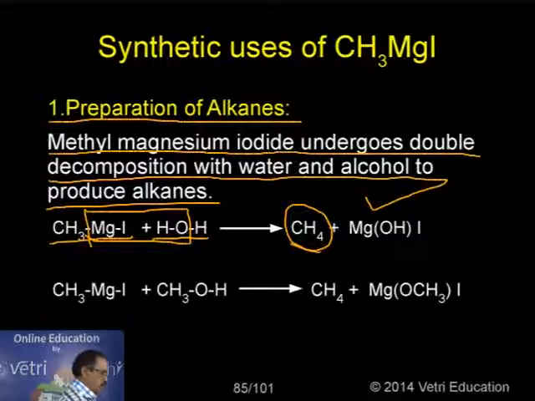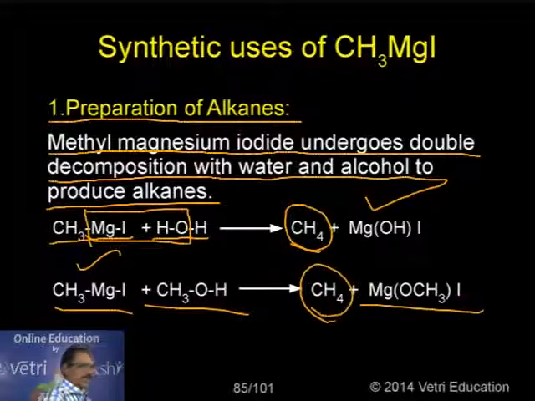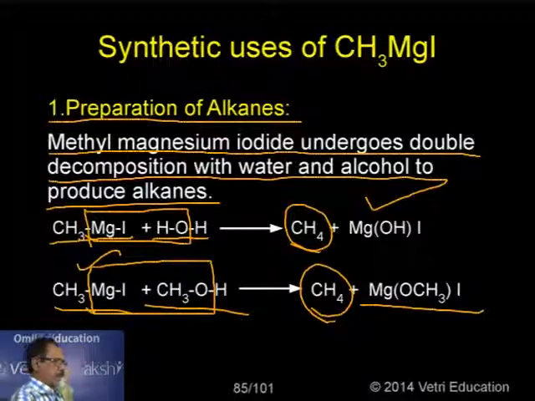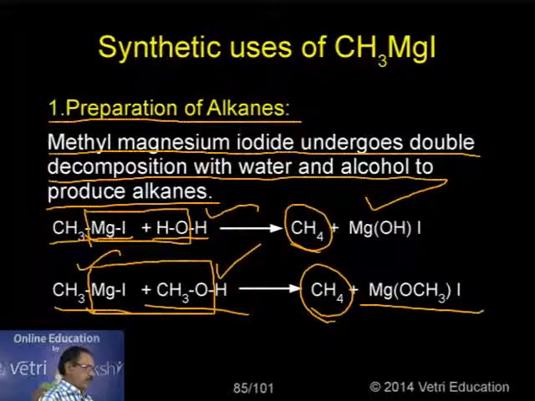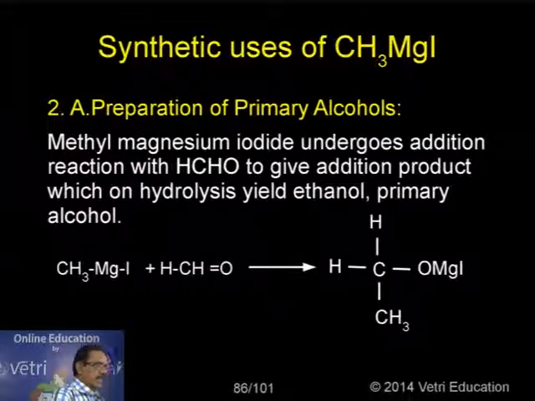Now the same way, methyl magnesium iodide is treated with methanol. So we are getting methane and MgOCH3I. Again we are getting methane. So by using water or any alcohol, we can prepare the corresponding alkane. Suppose I want methane, I can use methyl magnesium iodide. Suppose I want ethane, I will use ethyl magnesium iodide. Suppose I want to prepare benzene, I can use phenyl magnesium iodide. So any alkane or aromatic hydrocarbon I can prepare with the help of a Grignard reagent.